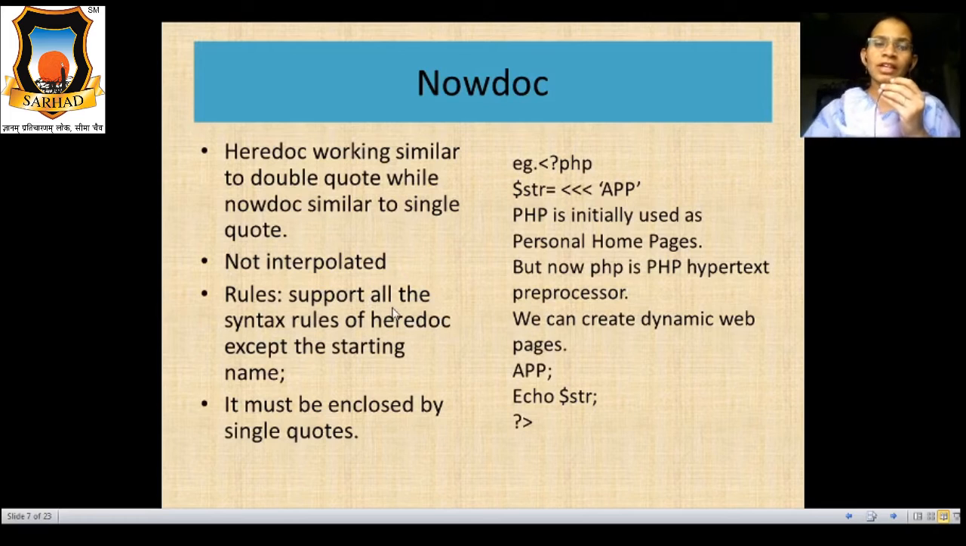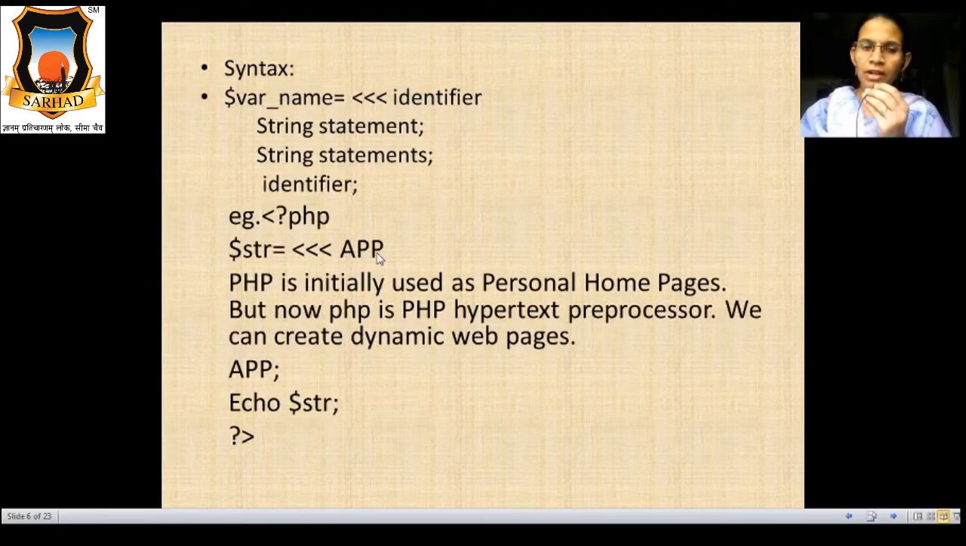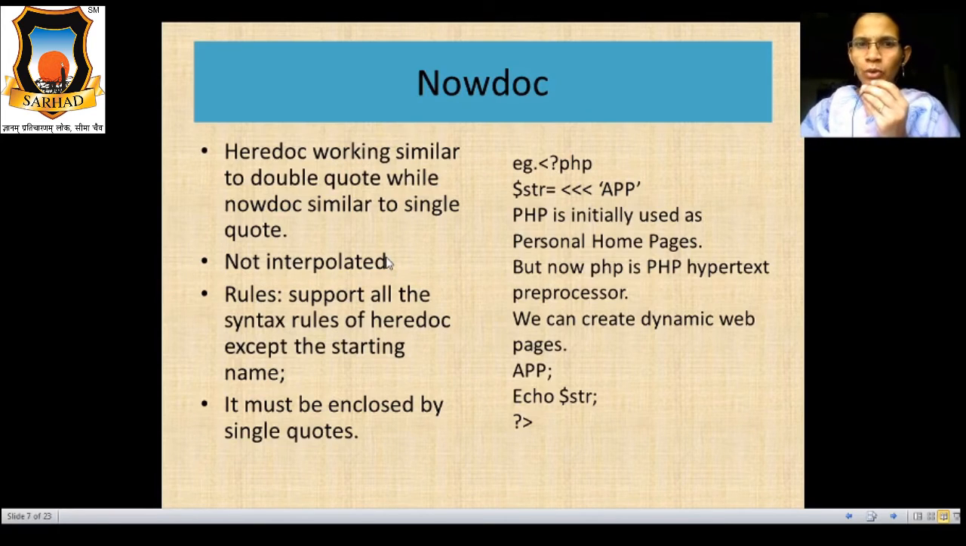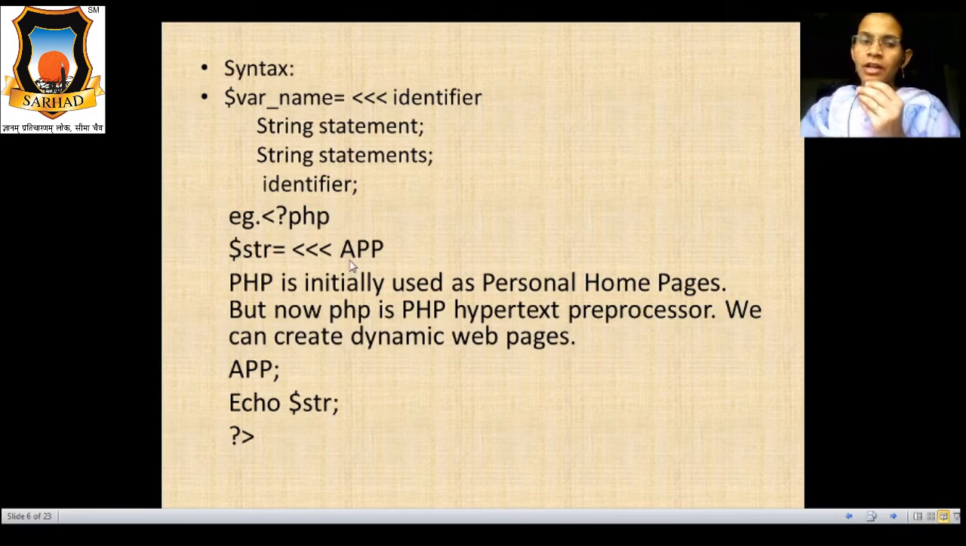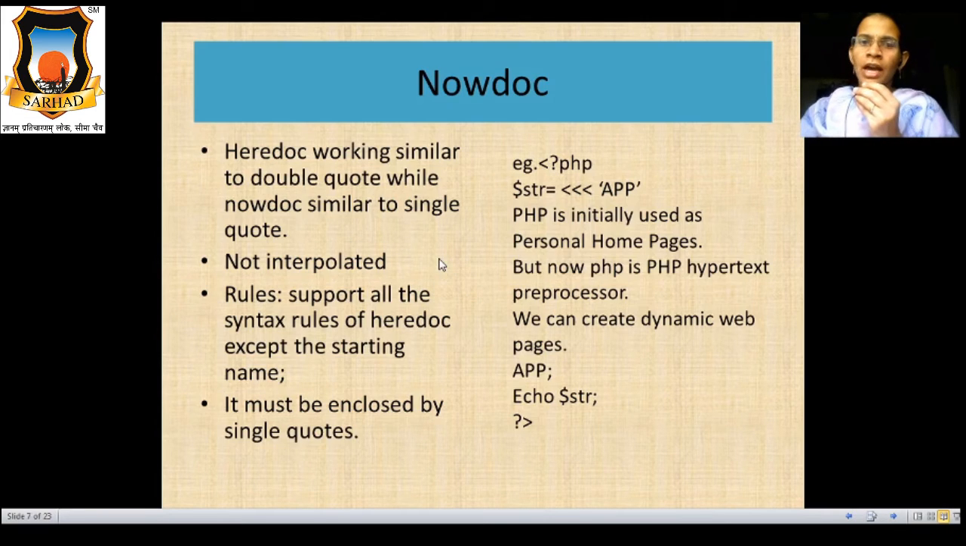It supports all the syntax rules of the heredoc except the starting name. Here is the difference in how we write the starting name. In heredoc we write the starting name, this identifier, directly like this. In nowdoc we write it in single quotes. The same rule is used here: space is also required.